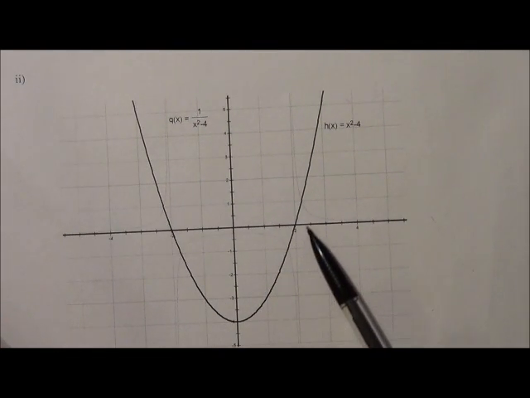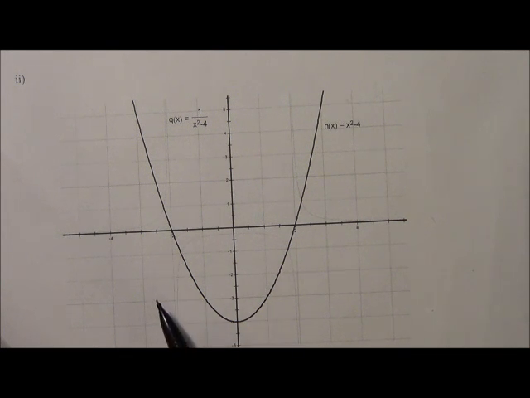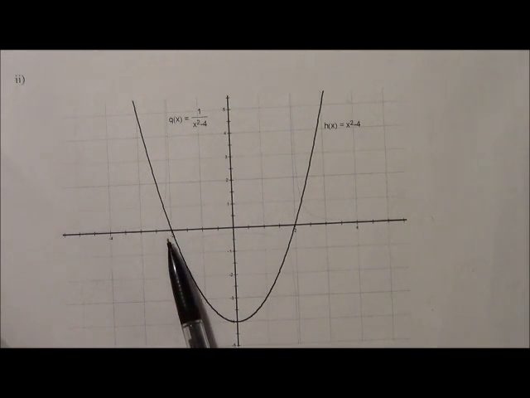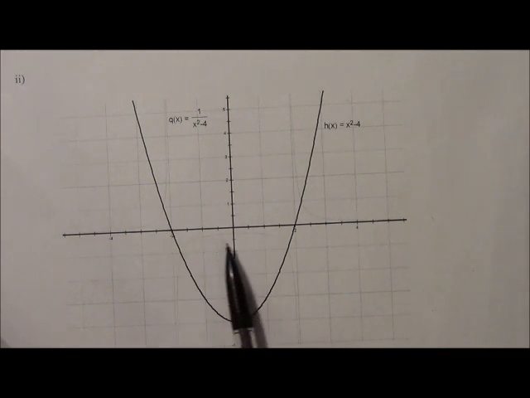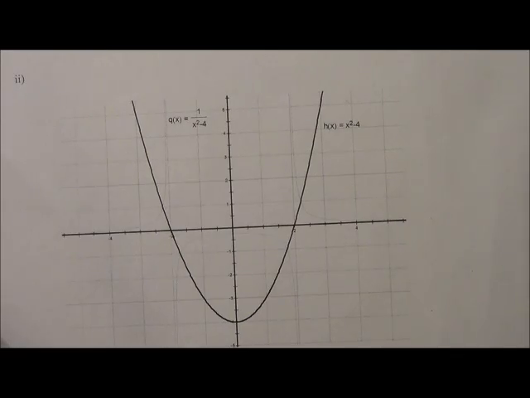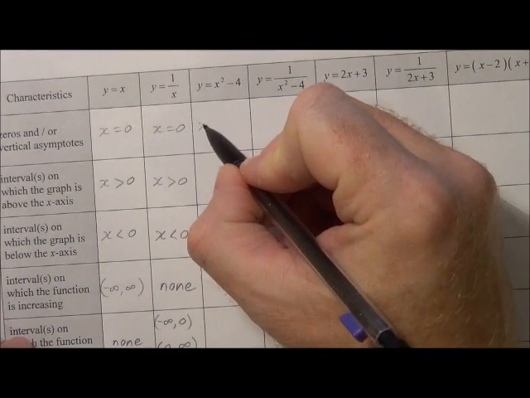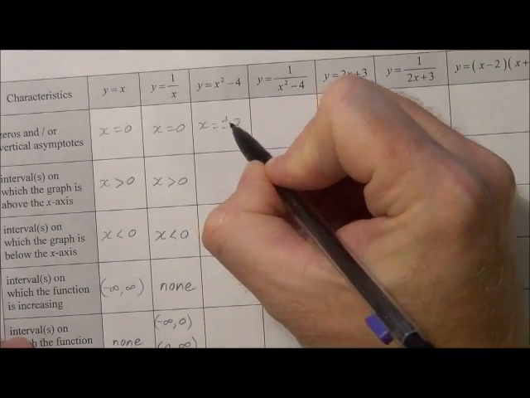quadratic function, we want to look at any zeros or vertical asymptotes. Well, we see with this quadratic there are no vertical asymptotes, but there are 2 zeros, one at -2 and one at +2. So we can say here x equals positive or -2.